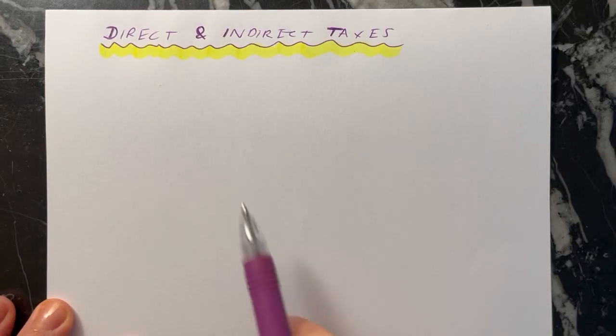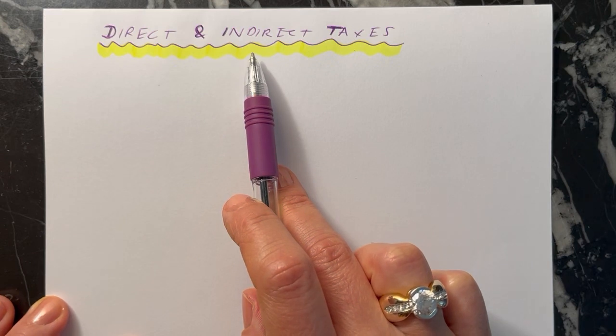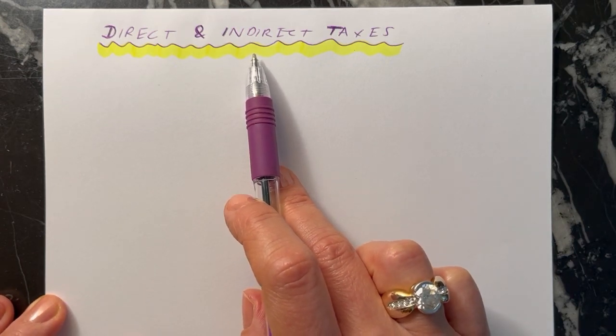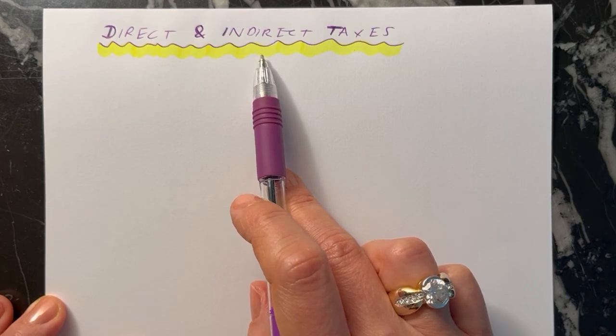Hi everybody, in this video I'm going to explain the difference between direct and indirect taxes. So if somebody says something is a direct tax, what does that mean? An indirect tax, what does that mean?